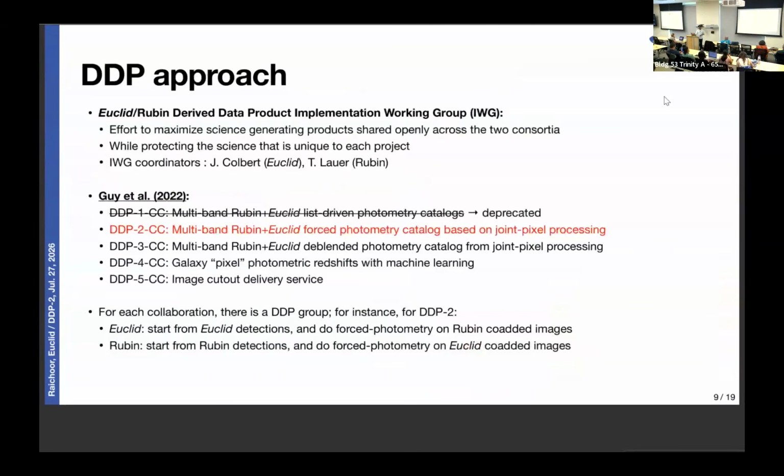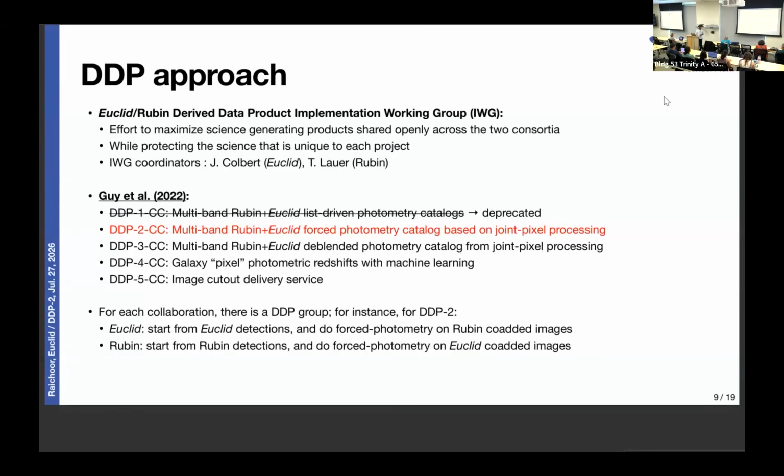And how do you share data between 2 large collaborations? There's been a lot of work done to maximize the science of sharing the data and to protect each science case from each collaboration. This is called the derived data product approach, this framework. The Guy et al. paper describes all those products that have been identified, with input from the community and consortia. There are tens of products for science-specific cases, so you can look into that paper to see if your favorite science case is in there.